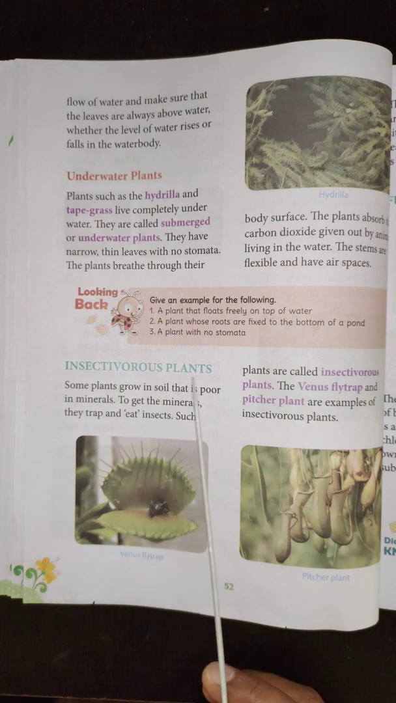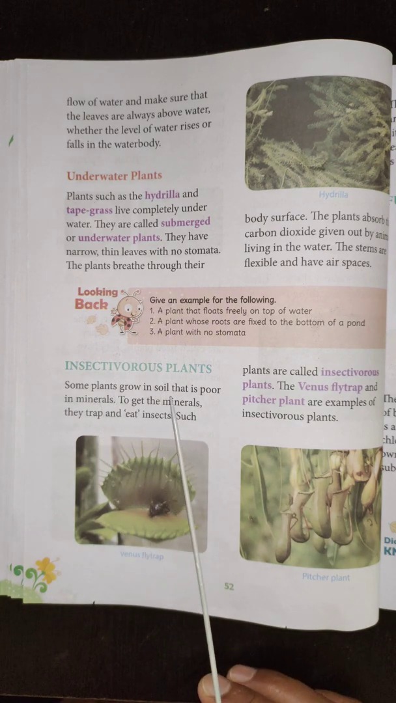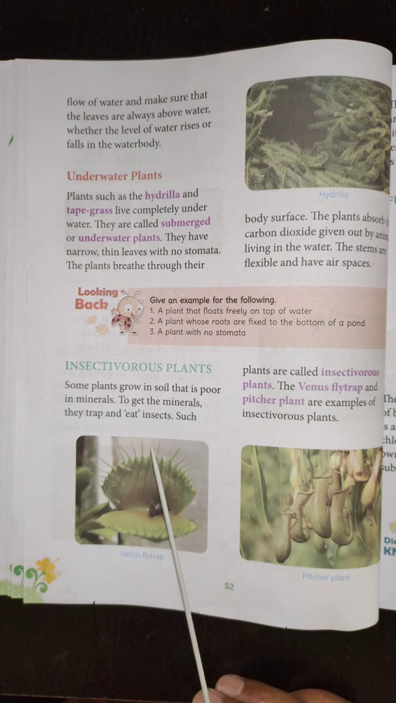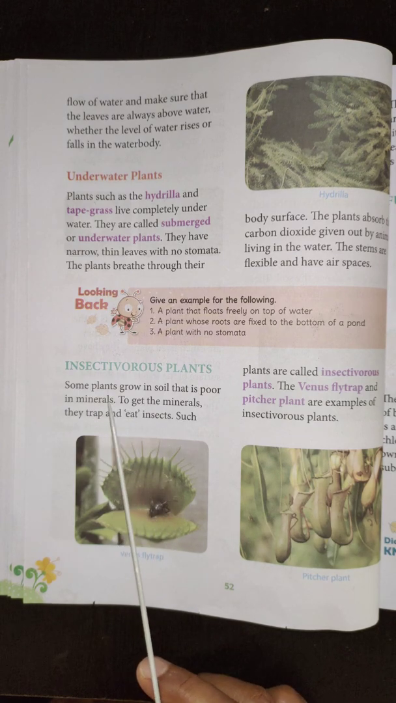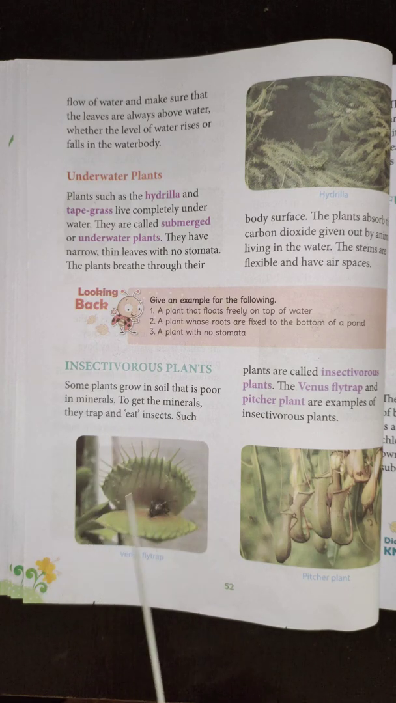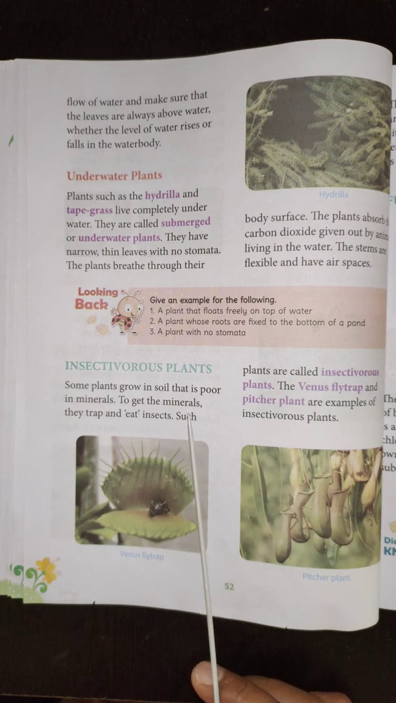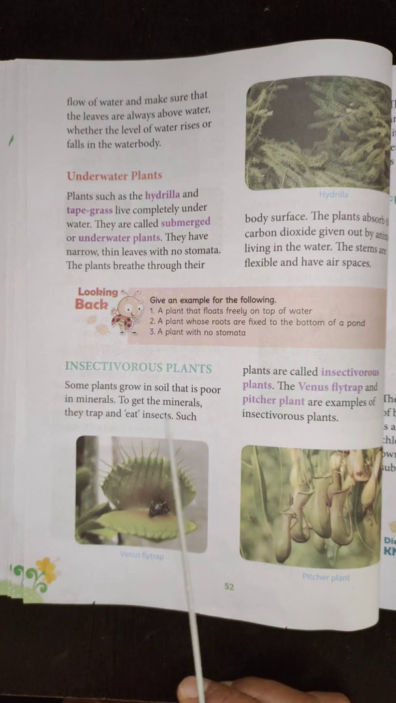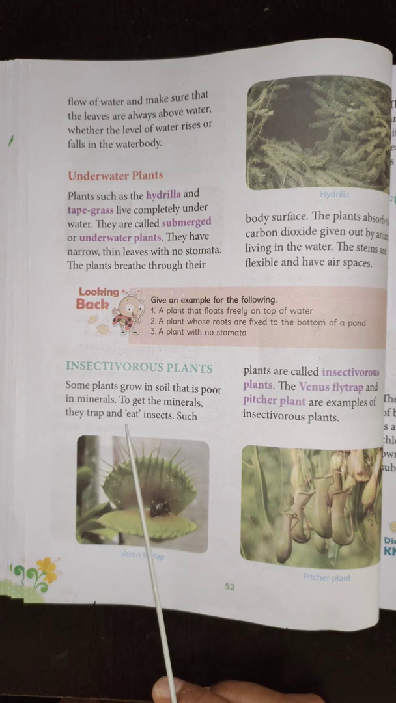Now, insectivorous plants. Some plants grow in soil that is poor in minerals. Minerals means salts. Some plants grow in soil which contains very little mineral. To get the minerals, they trap and eat insects, mainly to get nitrogen, which we learn about in higher studies.